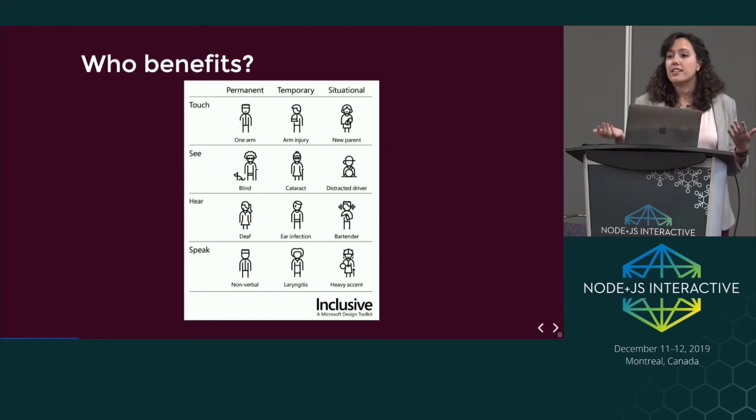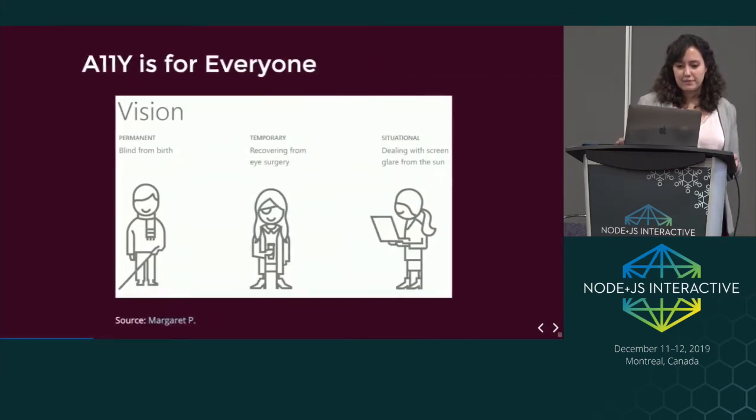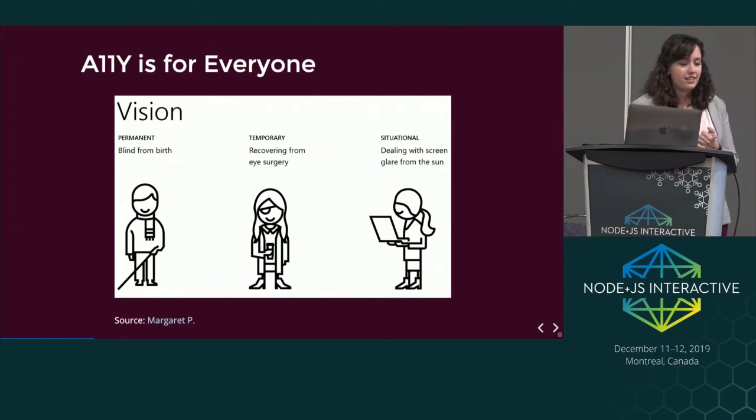Or you might be a bartender, and you benefit from having captions on the TV because there's no way you're going to hear the TV. One of my favorite examples of this is this detailed version from Margaret about vision, right? You may be blind from birth, in which case you might use a screen reader to interact with technology.